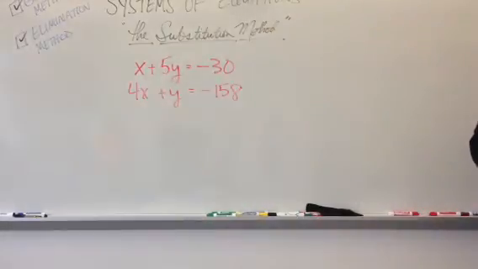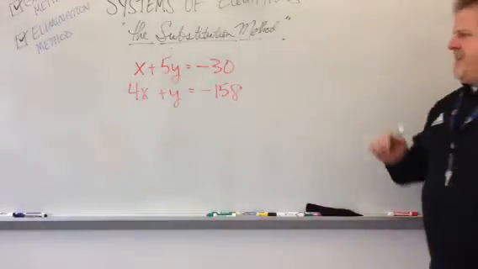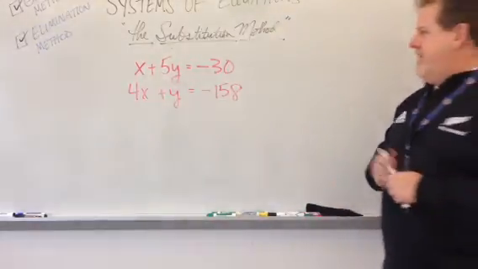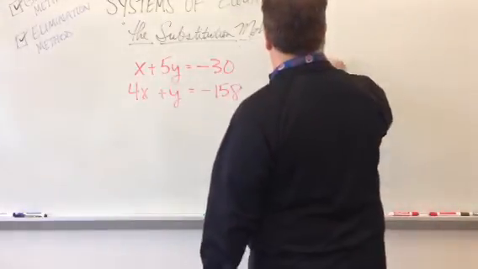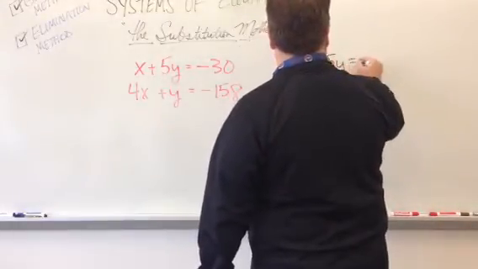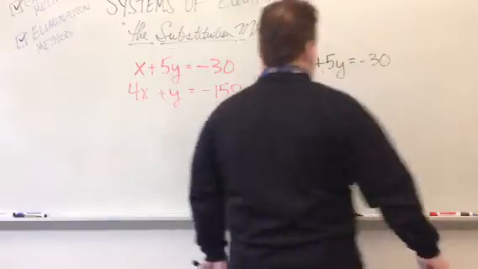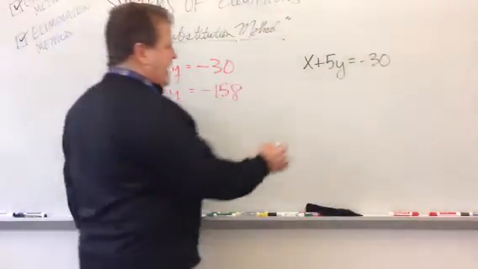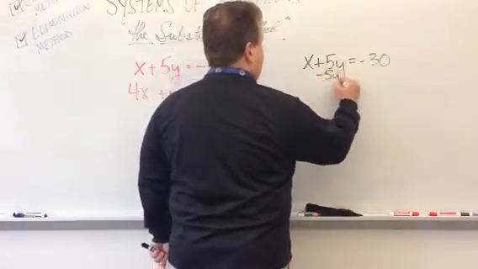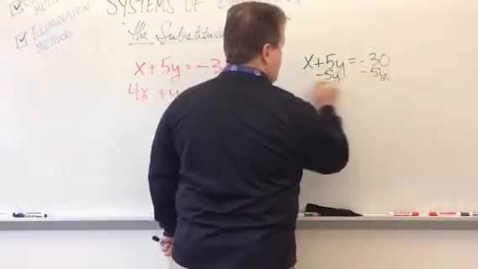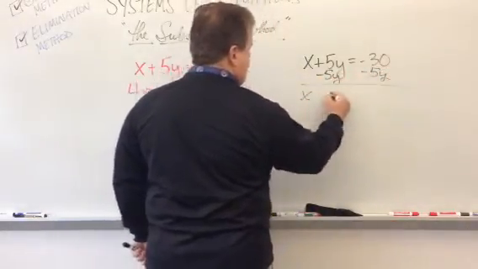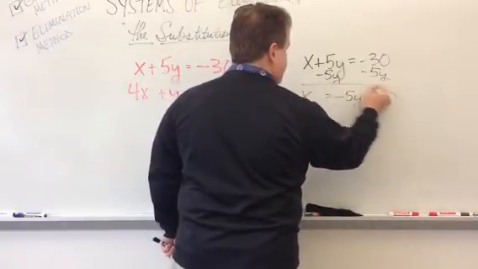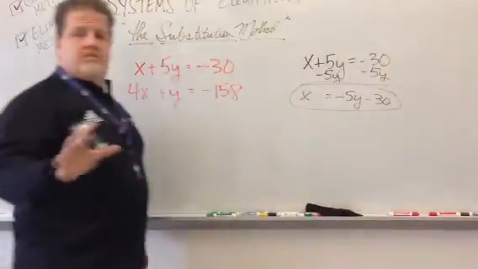Okay. Here we go. Let's take the first equation: x plus 5y equals negative 30. I'm going to write it over here too. You know from using our properties of equality, I can just as easily subtract 5y from both sides, and I would have x equals negative 5y minus 30. True? True.